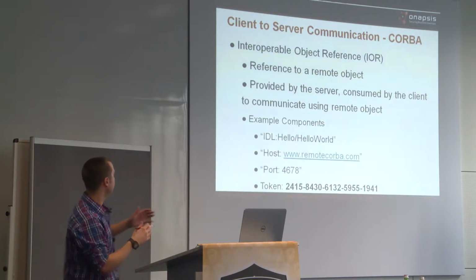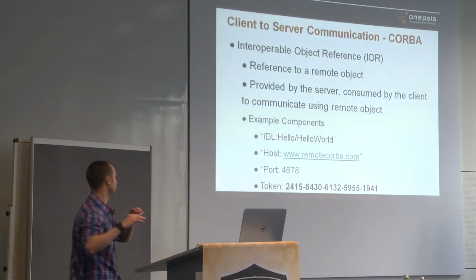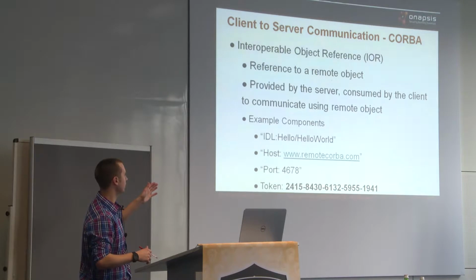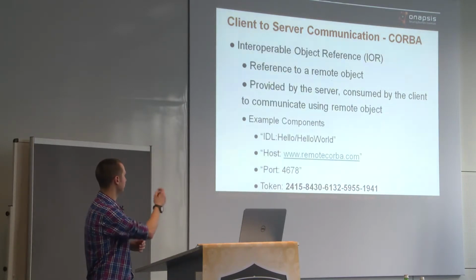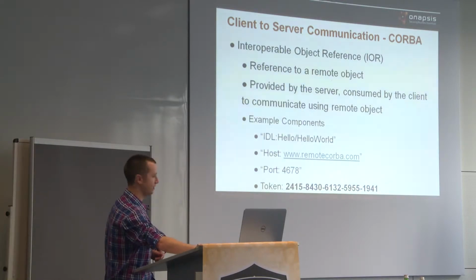As an example, if I've given out an IOR, it's a string of hexadecimal characters. If you were to take it apart, you would see the object, like Hello World, the host and the port, and a token, so at the bottom there.